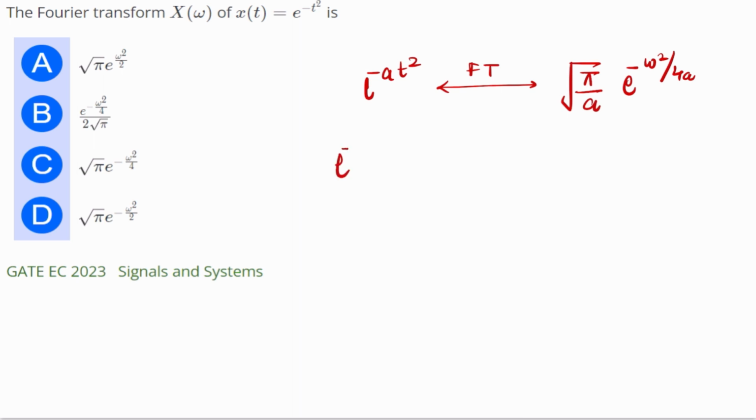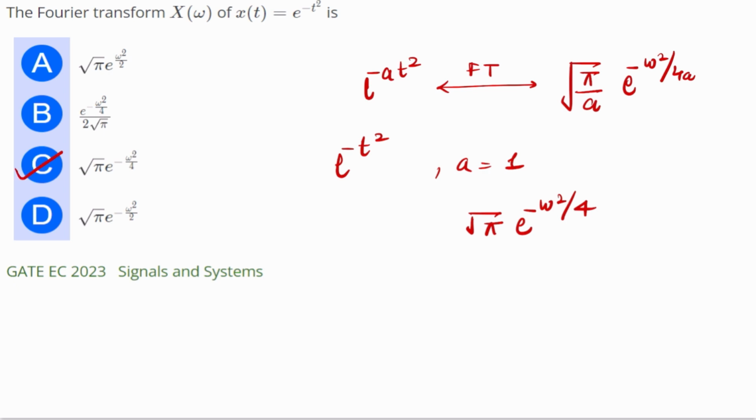Here we have this function, in which a is equal to 1. So just put a equal to 1, and our function will become under root pi e raised to power minus omega square by 4. That's it. That will be the Fourier transform. So option C will be the correct option.